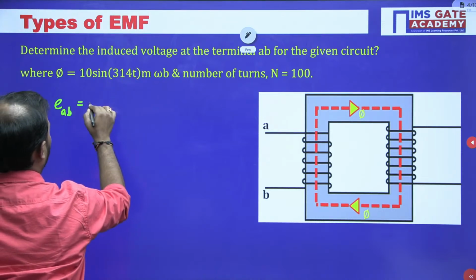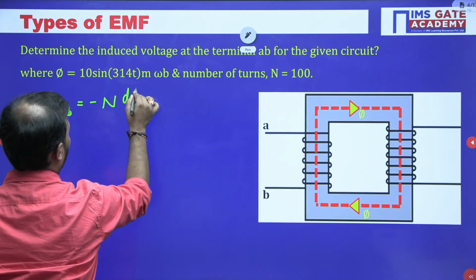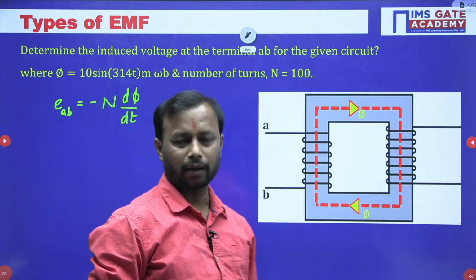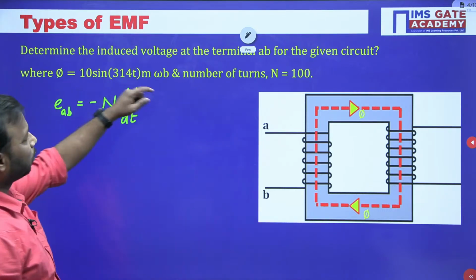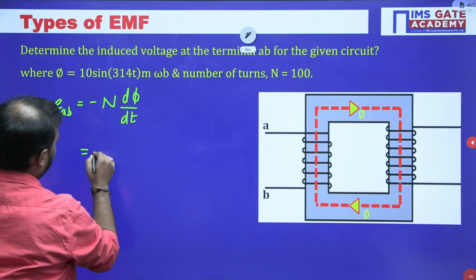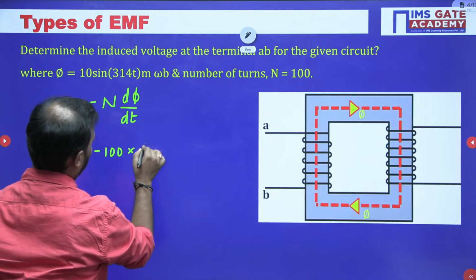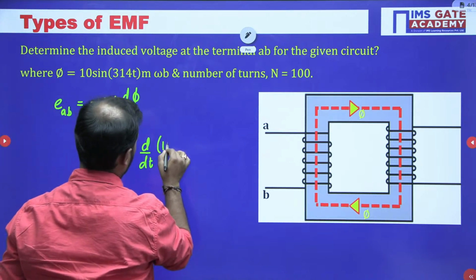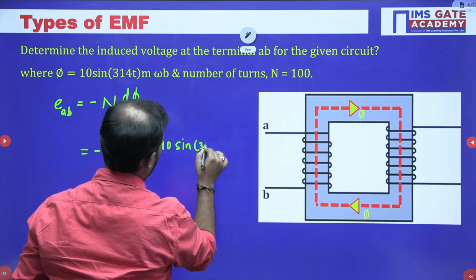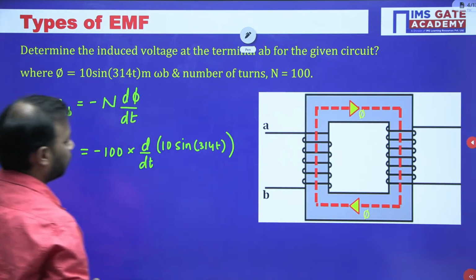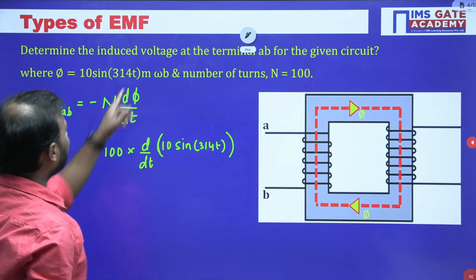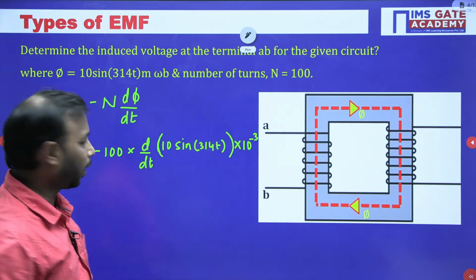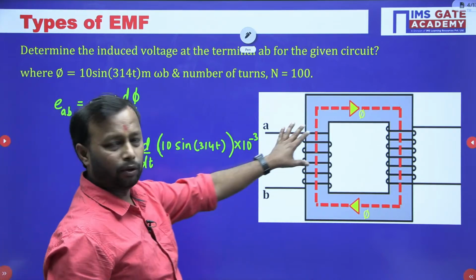So EAB is equal to minus N d phi by dt. Substitute the N value here, which is 100, into d by dt of phi. What is the phi value? Phi is 10 sin 314 t. But this is in milliweber, so into 10 to the power minus 3. So this amount of EMF is going to be induced here.